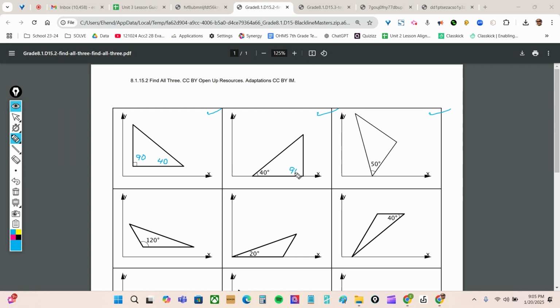This one says 90, this one says 90, so the three of you would have to meet up and put your three angles together and find the missing angle. Then you would deduce that all the angles together equal 180. That would be the same for all of these groups of three. So you would have 120 plus 20 plus 40, so these would all be 180, with a 40 and a 20.